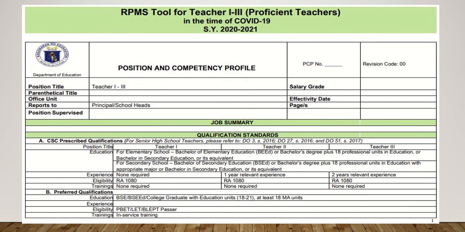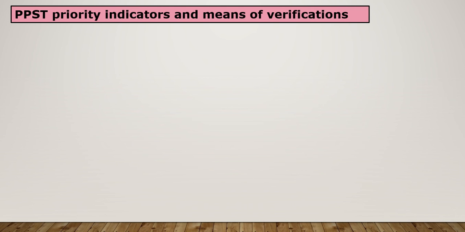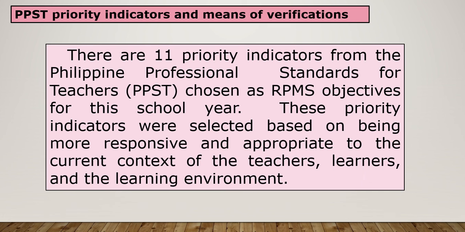Okay, now let's proceed to the RPMS tool for Teacher 1 to Teacher 3. PPST, priority indicators and means of verifications. So there are 11 priority indicators from the Philippine Professional Standards for Teachers, or the PPST, chosen as RPMS objectives for this school year. And these priority indicators were selected based on being more responsive and appropriate to the current context of the teachers, learners, and the learning environment.